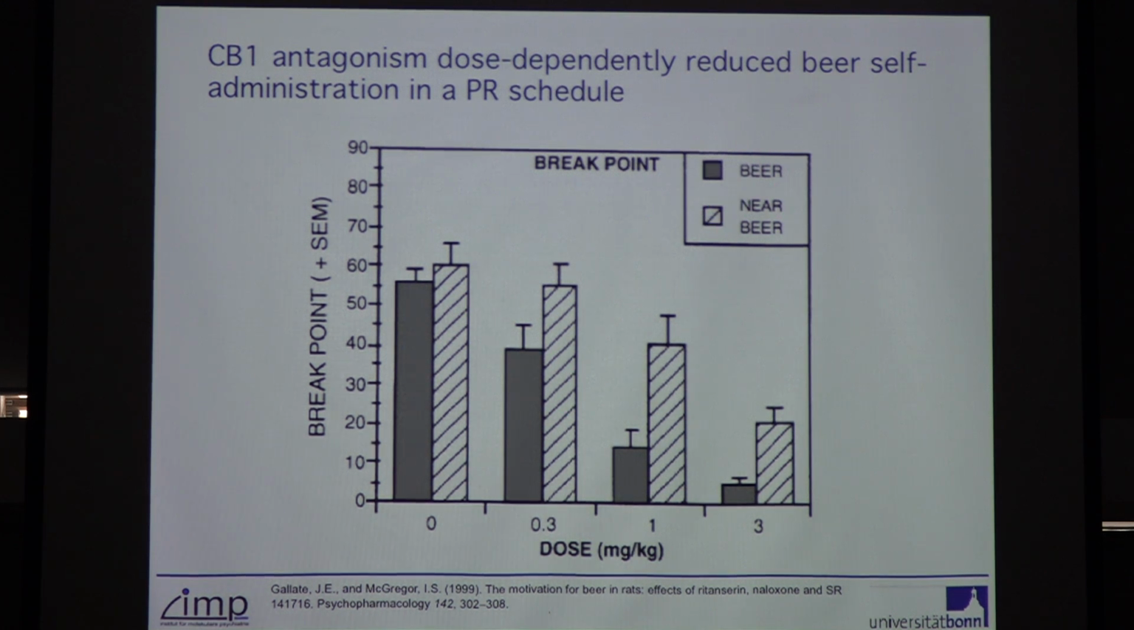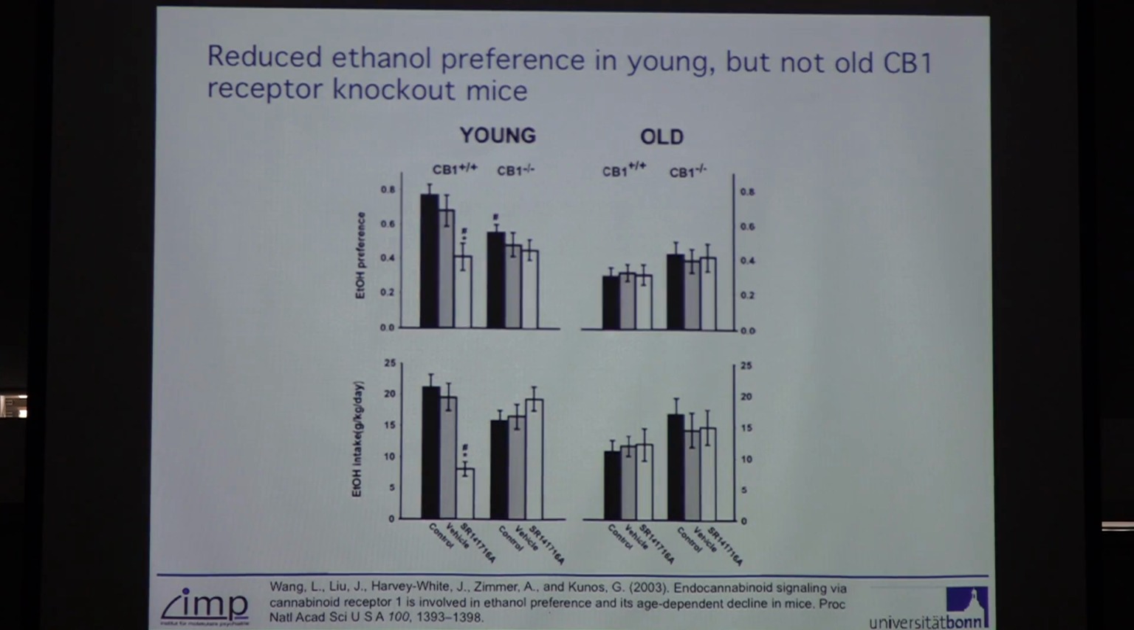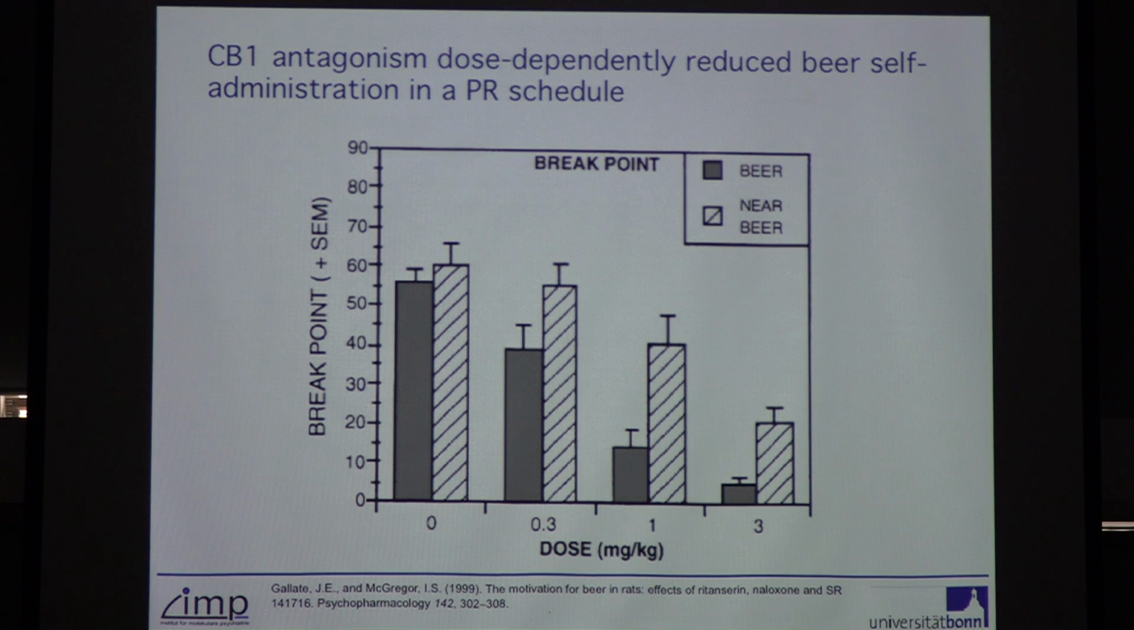This is specific for beer. It's not observed with near beer. Near beer is basically alcohol-free, or almost alcohol-free beer. So alcohol seems to be important for this effect of CB1.